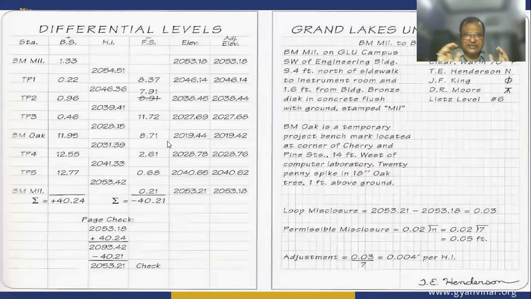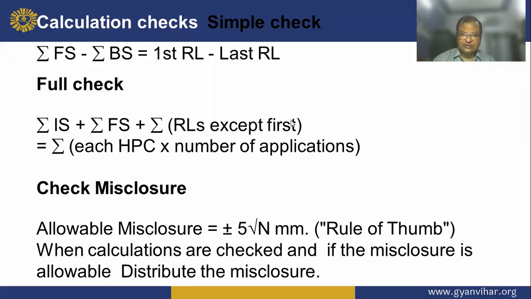Now, differential levels. This is the calculation check. How will you check? Sigma foresight minus sigma backsight, sigma means total, is equal to first RL minus last RL. And the full check-up.